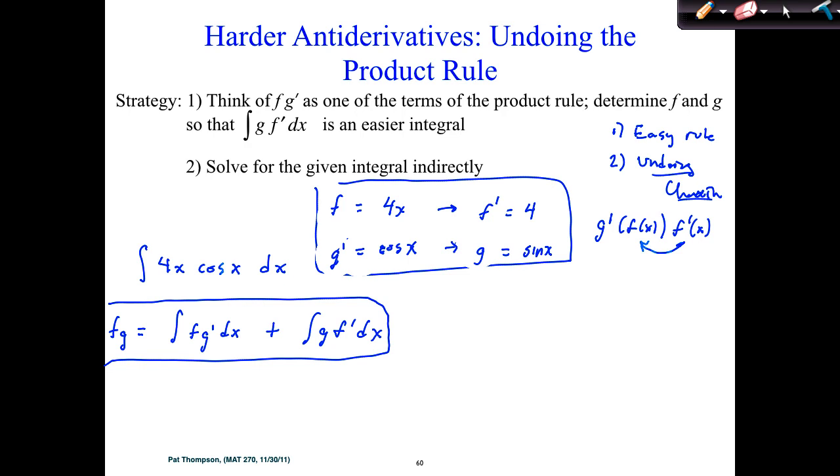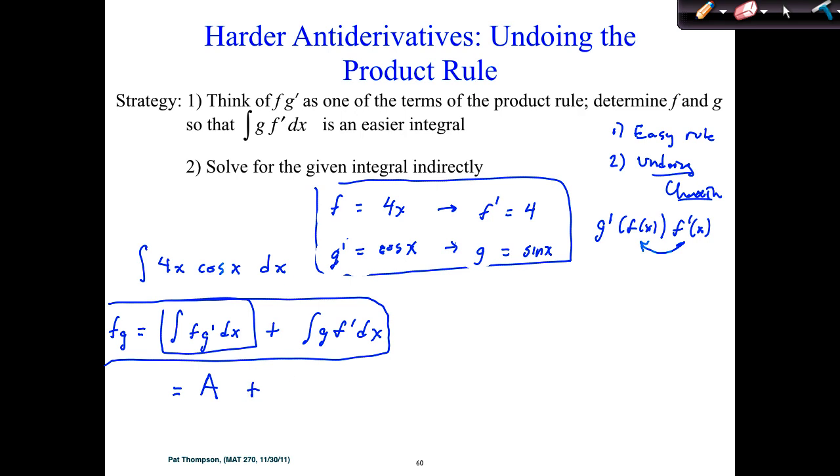And so we said here, this is what we have, f g prime. So let's just call f 4x and g prime cosine x. Then the derivative of f is 4. The antiderivative is sine x. So now this is what we're solving for. I'm just going to call it capital A, for answer. That's what we're trying to find. All right, so then we're going to set up this one.